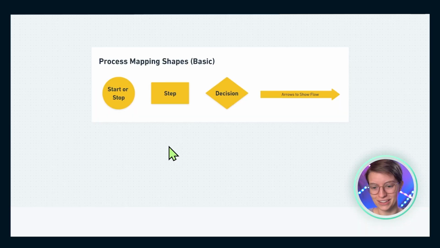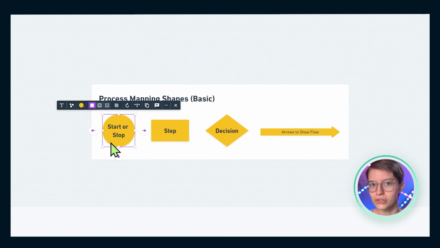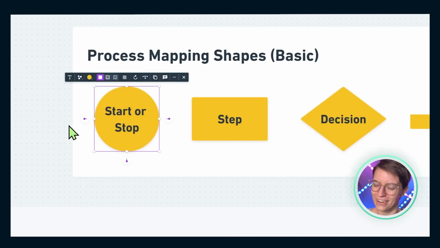The first one we need to learn is this guy right here. It's called a circle. Have you heard of it? I think you have. All we need to remember for the purposes of today is that a circle means something is beginning or ending. In other words, it's like a bookend. It's finishing off what we are working on in the process map session.